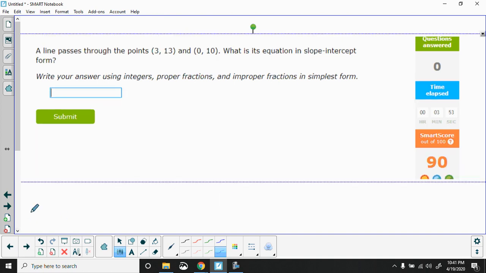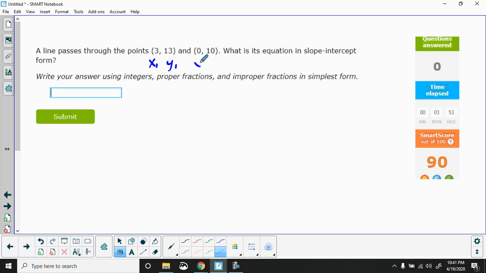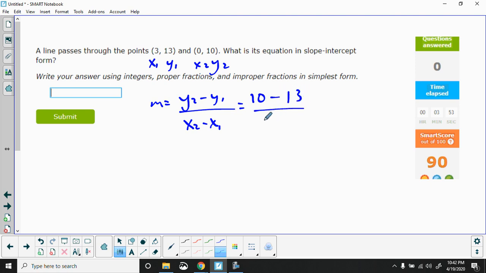Last one. Again, label. Use the formula. y2, 10 minus 13, 0 minus 3. Let's see, 10 minus 13 is negative 3, 0 minus 3 is negative 3. This happens to be 1. Slope's going to be 1 for this one.